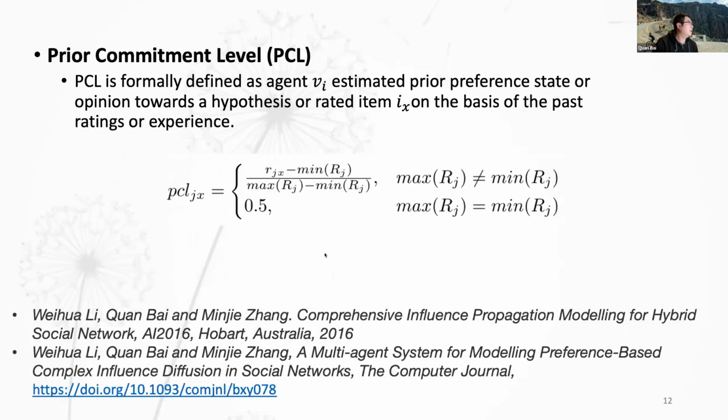We also define what we call the prior commitment level, or PCL, for each agent, which means, at the beginning, what the initial opinion of the agent is. So you can see, based on this agent-based model, we try to use this model to simulate the influencing phenomena. Related work has been published in a few papers, and if you are interested, you can have a look.